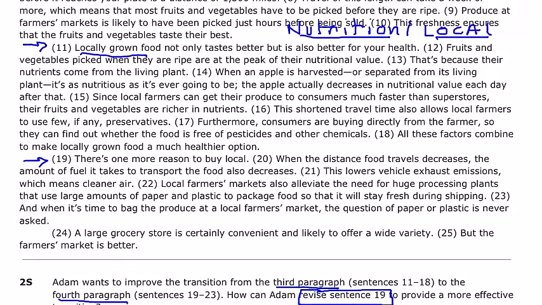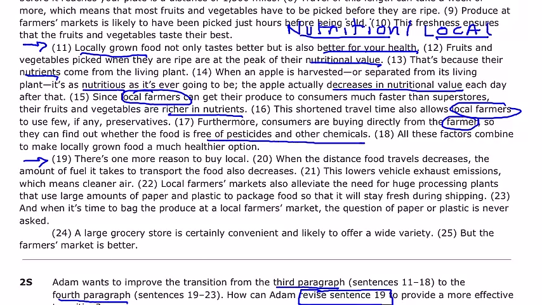So, locally grown food, better for your health. Nutritional value, and I have the word nutrients. I have nutritious again. I have decreases in nutritional value. Now I have local farmers, richer in nutrients. Again, local farmers, directly from the farmer. Free of pesticides and other chemicals is a way of being nutritious. And then locally grown food and healthier option.